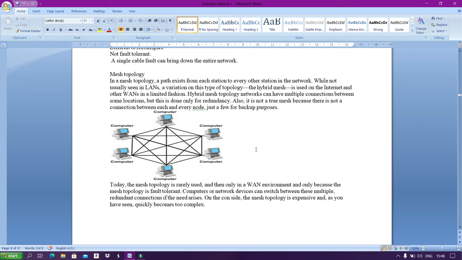You can see it's very highly redundant because you have many cables. So if one cable goes down, another one is able to come in. Today the mesh topology is rarely used, and then only in a WAN environment, and only because the mesh topology is fault tolerant. Computers or network devices can switch between these multiple redundant connections if the need arises. On the con side, the mesh topology is expensive and, as you have seen, quickly becomes too complex.